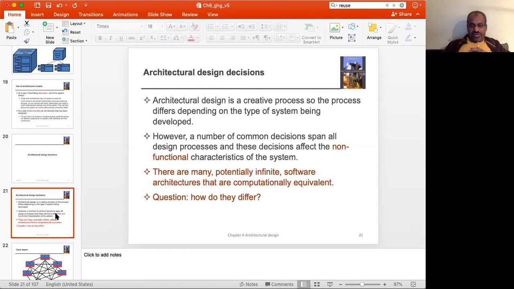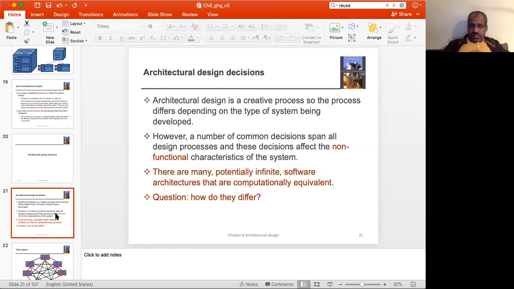Architectural design is a creative process, and the exact process differs according to the type being developed. So I will not describe detailed ways of carrying out architectural decisions. However, there's a number of decisions that would affect all types of components in the system.